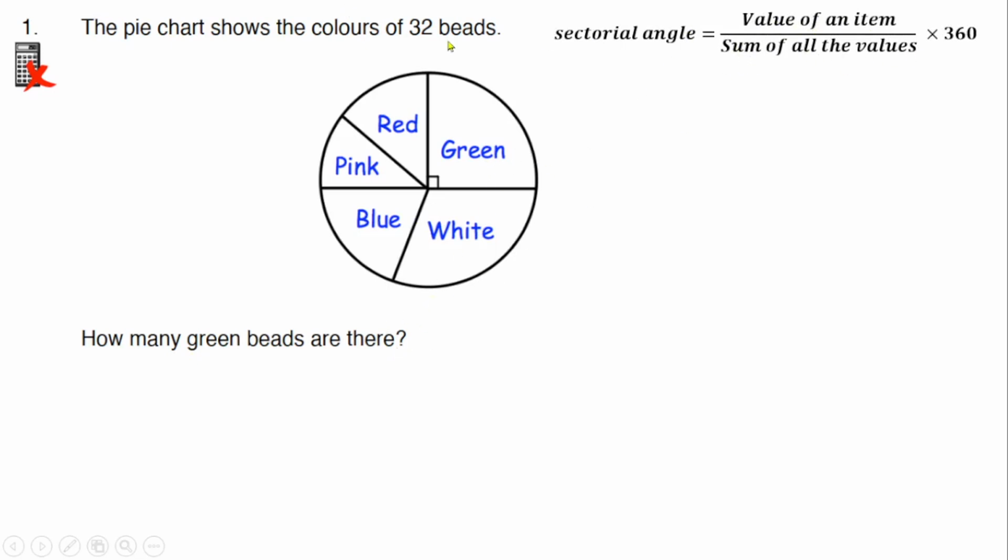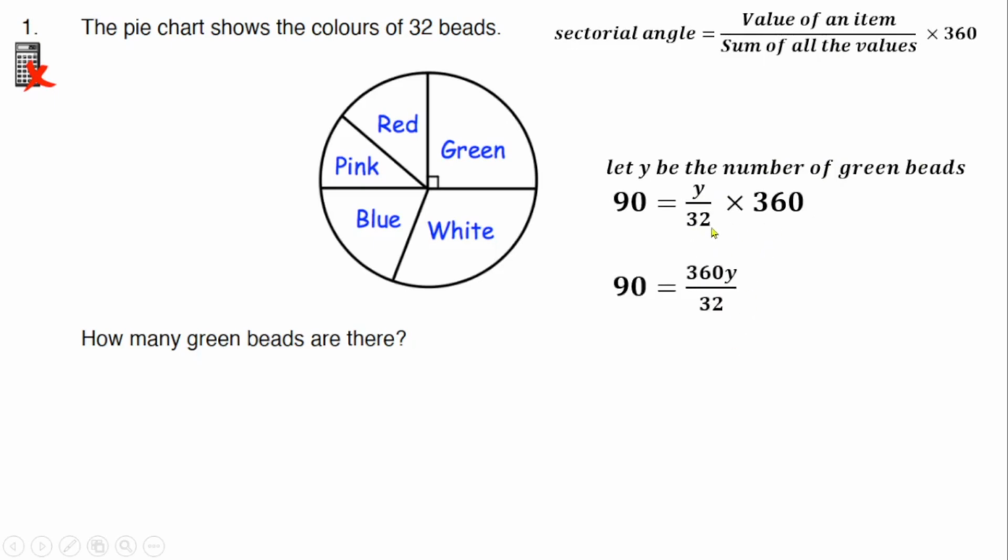Then the sum of all the bits is what? 32 bits. And the sectorial angle for green is what? It is 90 degrees. So if you put that into the formula, we have 90. Let y be the number of green bits. So you'll have 90 equals y, which represents the number of green bits that we are looking for, over the total number of bits, which is 32, times 360 degrees. You can multiply y by 360, that gives us 360y over 32.